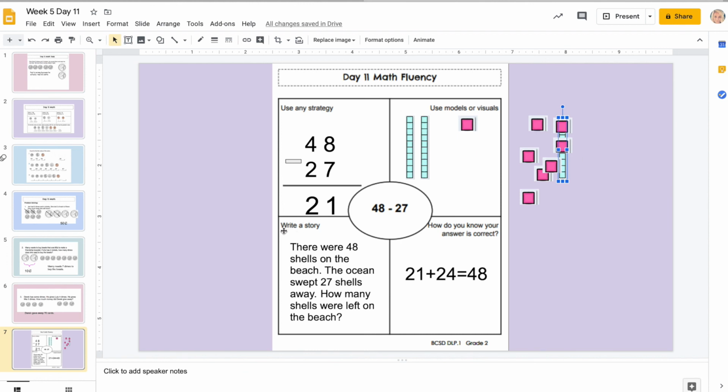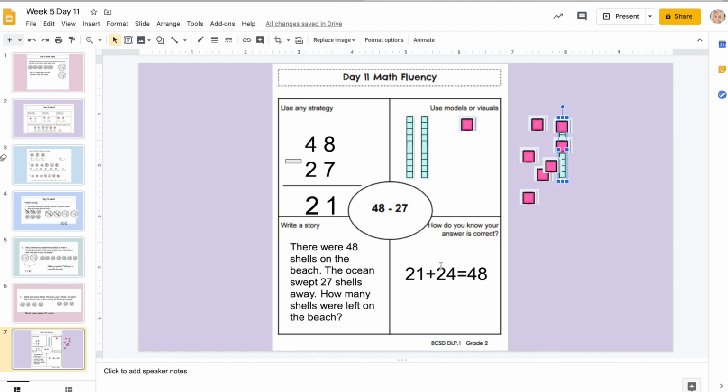And then my favorite part, we need to write a story. This is my favorite because you're basically making up your own word problem. And here we have, there were 48 shells on the beach. The ocean swept 27 shells away. How many shells were left on the beach? That represents the 48 shells that were on the beach, the 27 swept away, and we know if we come up here that there were 21 shells left.